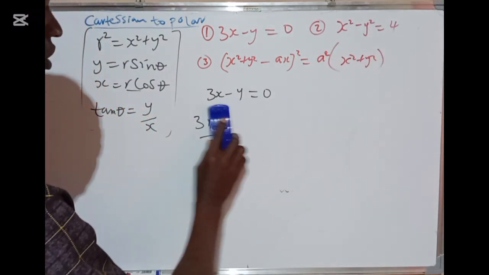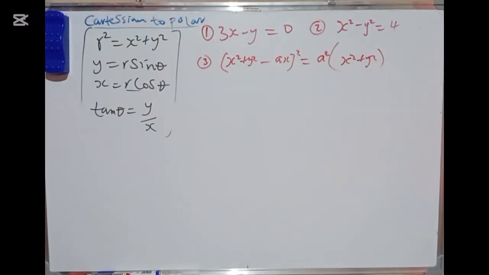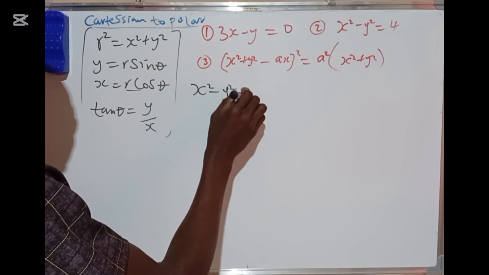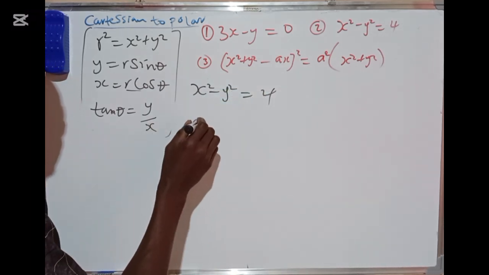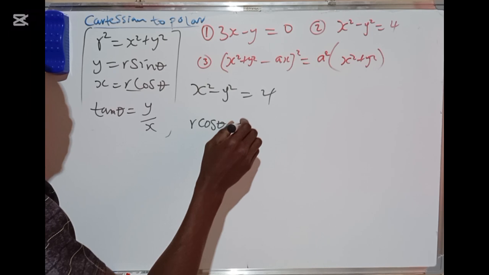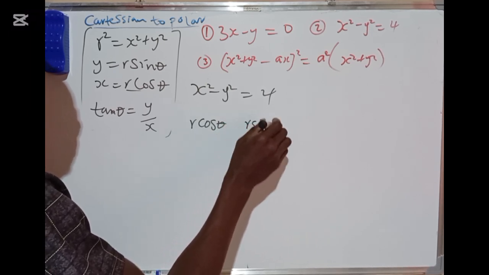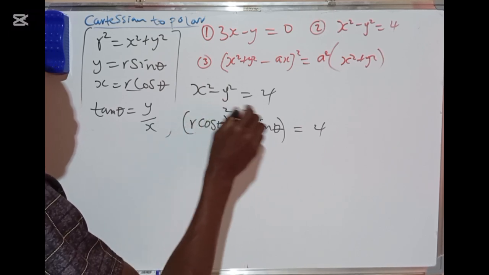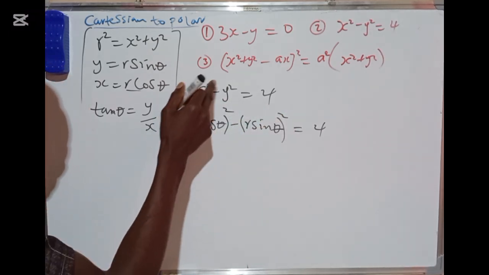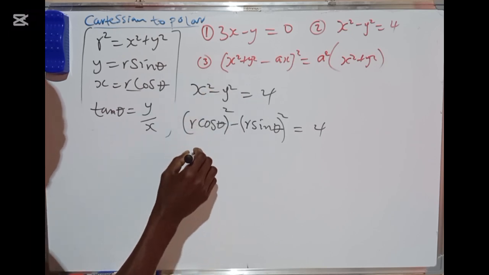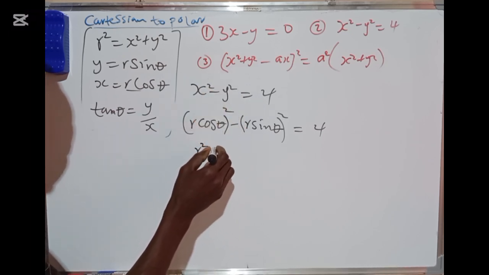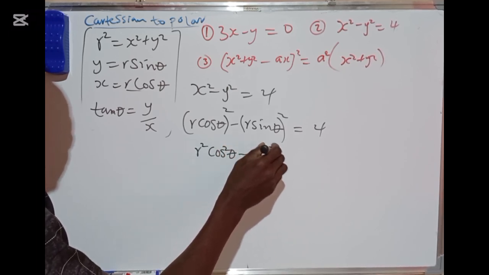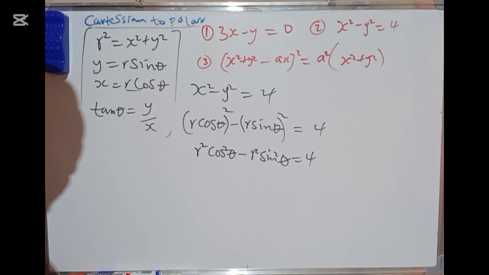Now we go for the second question, where we need to employ these identities. The second question is x squared minus y squared equals 4. Definitely x is r cos theta, and y is r sine theta, and 4 remains 4. Here this one is minus, and all of these are squared, x squared and y squared. So when we square these quantities, we have r squared cosine squared theta minus r squared sine squared theta equals 4, right?